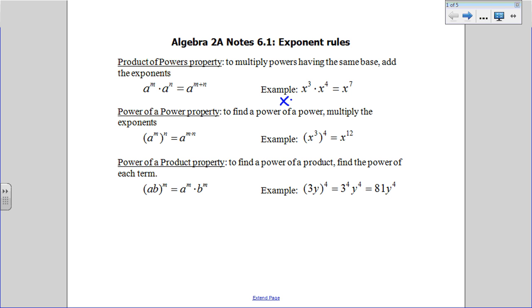X to the third means 3 x's. X to the fourth means 4 x's. And so when we look at that, that means we have x to the seventh.